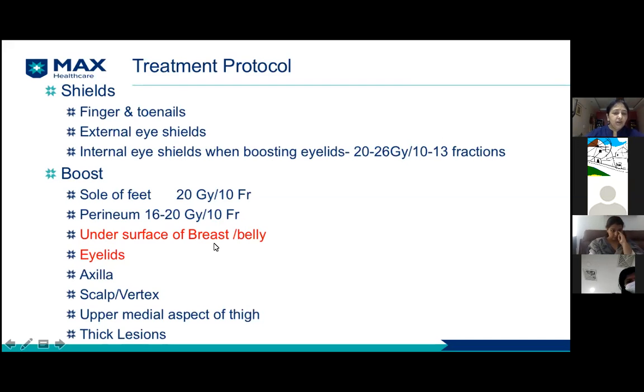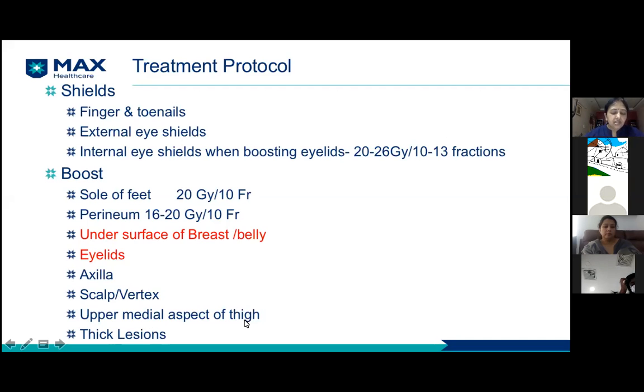Pay attention to undersurface of the breast, especially if the patients have pendulous breast. The inframammary crease gets underdosed. If they have big belly, it is difficult to treat patients with big belly. There is a lot of dose inhomogeneity. You have to treat undersurface of the belly with suitable doses. Eyelids have to be treated. Axilla has to be treated. Scalp, the top vertex gets underdosed, has to be treated.